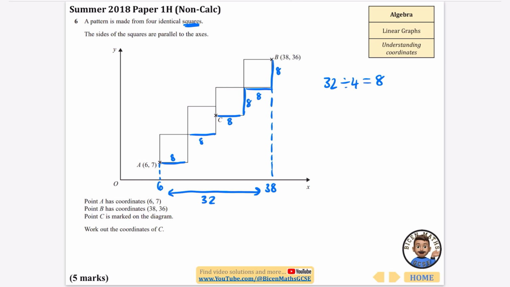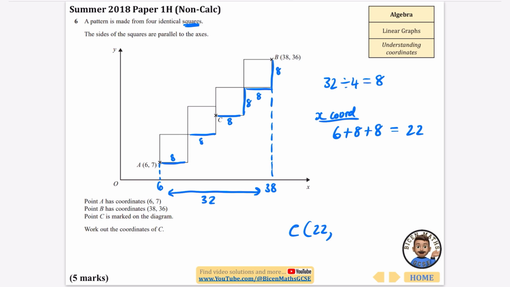So all we need to do is figure out what is the coordinate of C. Well, if this is a 6 here and we're moving an 8 and an 8 along, the x coordinate of C starts with a 6 and we're adding on an 8 and an 8. 6 plus 8 is 14, plus another 8 is 22. So we know that the C coordinate is going to start with a 22.